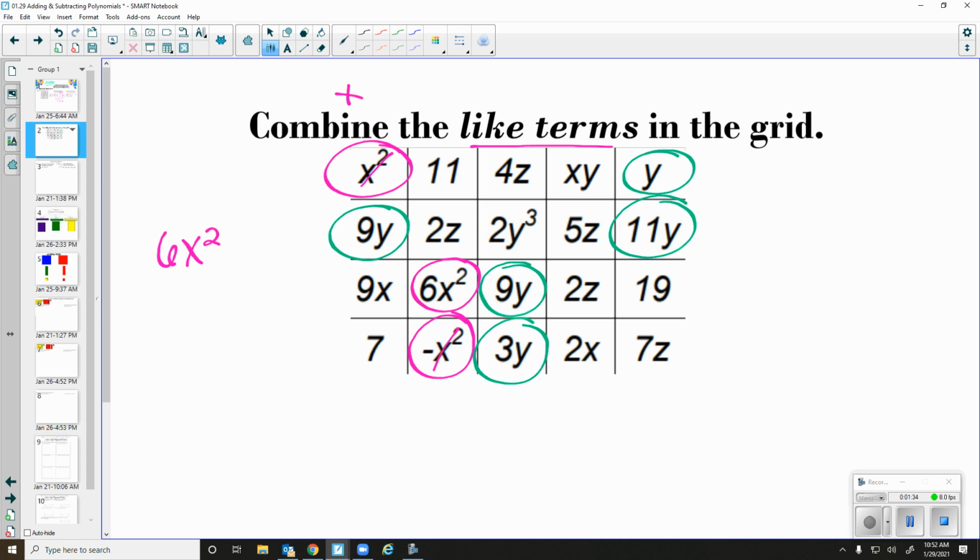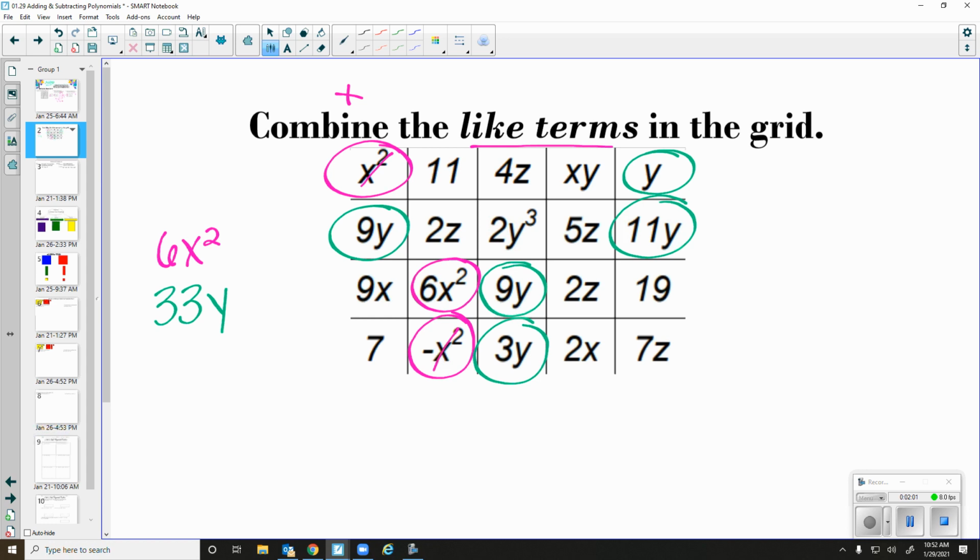Is this xy a like term? Why not? It has another variable with it. So the only like terms are purely just y. So all of those things I just circled in green, what would they combine together to get? Okay, so 33y.